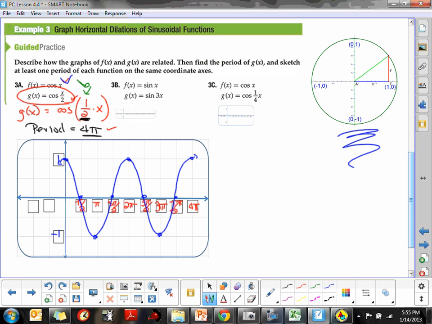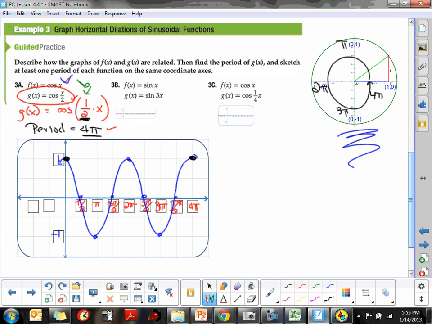So here's how I would graph these. We're going to start at the same location as we did with our other graph, but it's going to take us twice as long. It's going to take us till 4 pi till we get back to the right. So that means we're going to go around this in 4 pi units. So half of that would be 2 pi units, and half of that would be pi units. So we're going by pi, 2 pi, 3 pi, 4 pi.